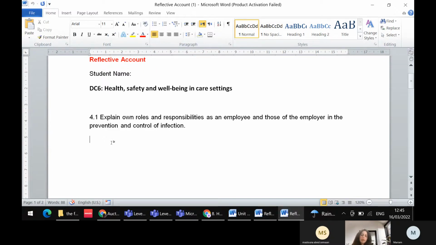is isolating. Also, I need to report it to my manager, because I'm working in a care setting. But if I was working with my clients from home, then I need to pass this information to the Care Quality Commission.